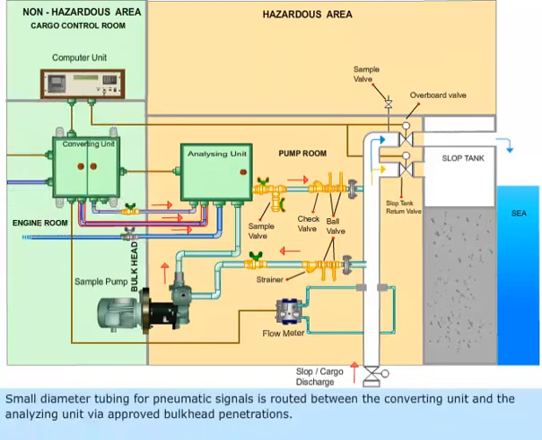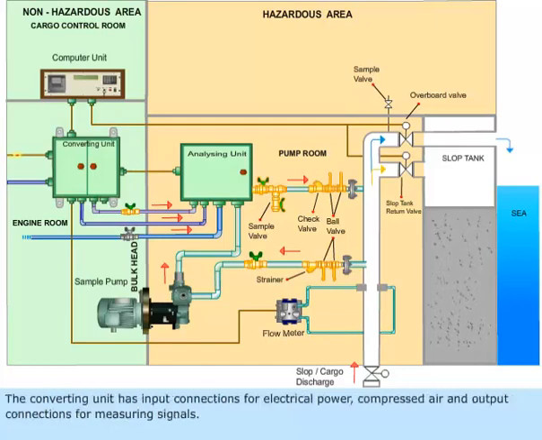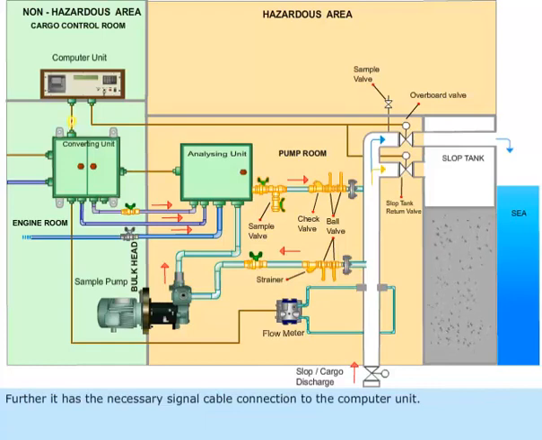Small diameter tubing for pneumatic signals is routed between the converting unit and the analyzing unit via approved bulkhead penetrations. The converting unit has input connections for electrical power, compressed air, and output connections for measuring signals. Further, it has the necessary signal cable connection to the computer unit.